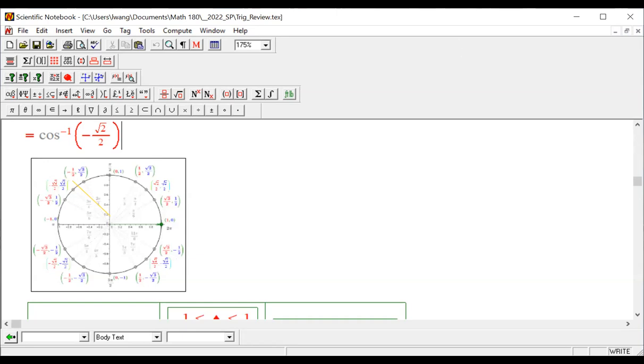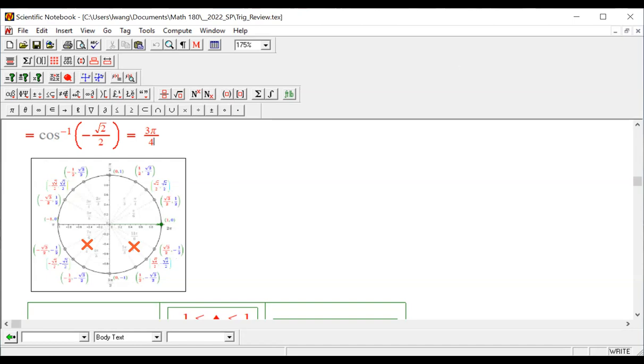Okay. And after that, you say, what is arc cosine of negative root 2 over 2? Well, we know the no-fly zone, don't we? It turned out to be 3 pi over 4, right? Because the red number ratio and the angles are one-to-one corresponding to each other.